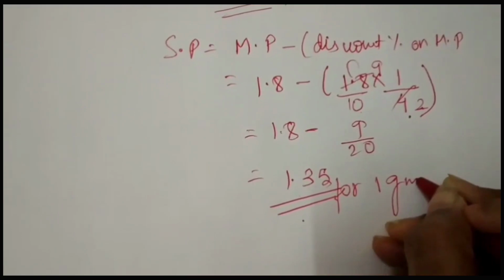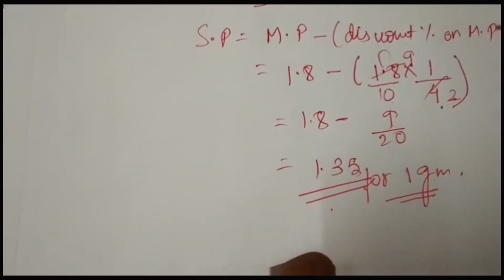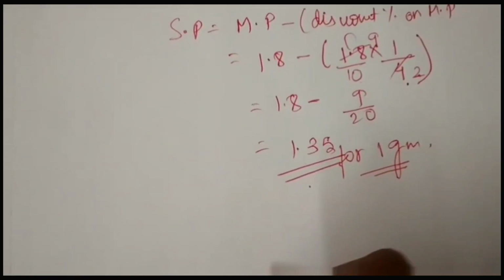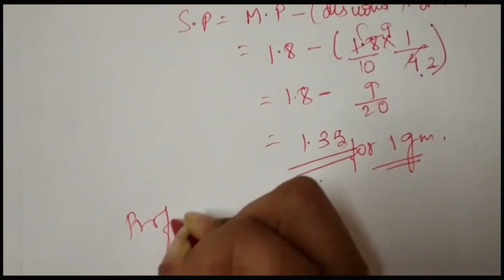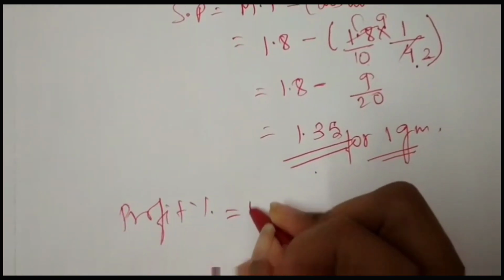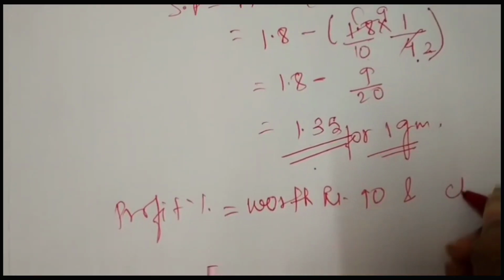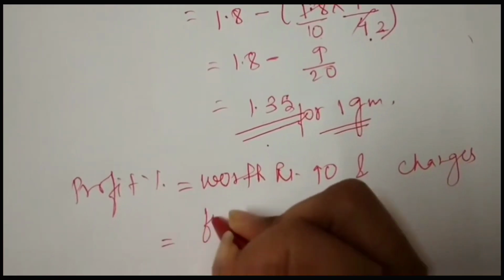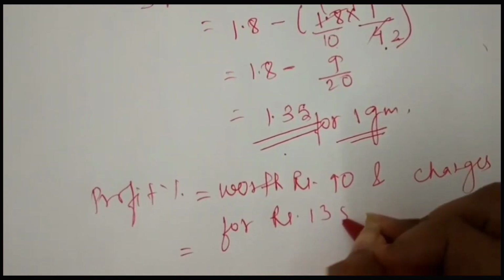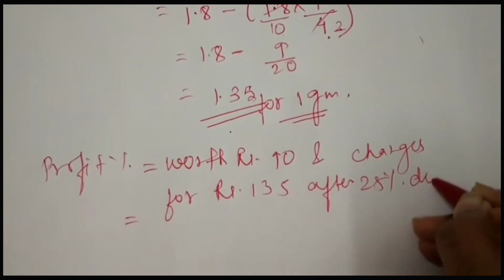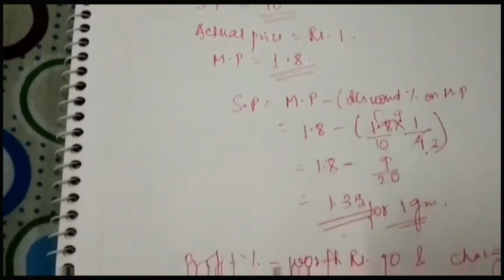ठीक है, 1 ग्राम. Now we need to find out the profit percentage. What will be the profit percentage in this? So what is the formula for the profit percentage? Profit percentage, if he gives goods worth rupees 90 and charges for this can be rupees 135, after how much discount? That is 25% discount. So after 25% discount, what will be the profit percentage? ठीक है फ्रेंड्स, हमें प्रॉफिट परसेंटेज निकालना था. इसका नेट प्रॉफिट परसेंटेज कितना होगा?